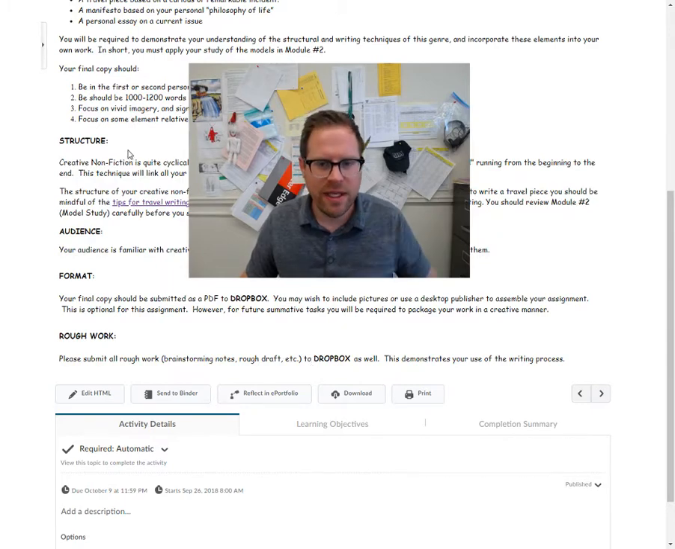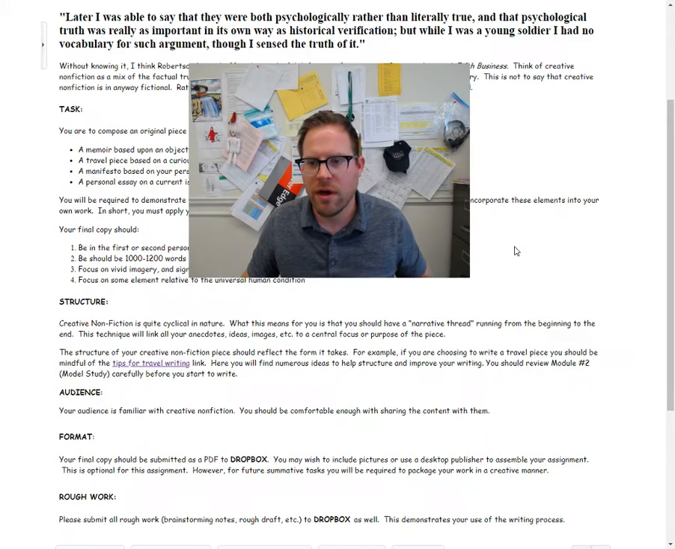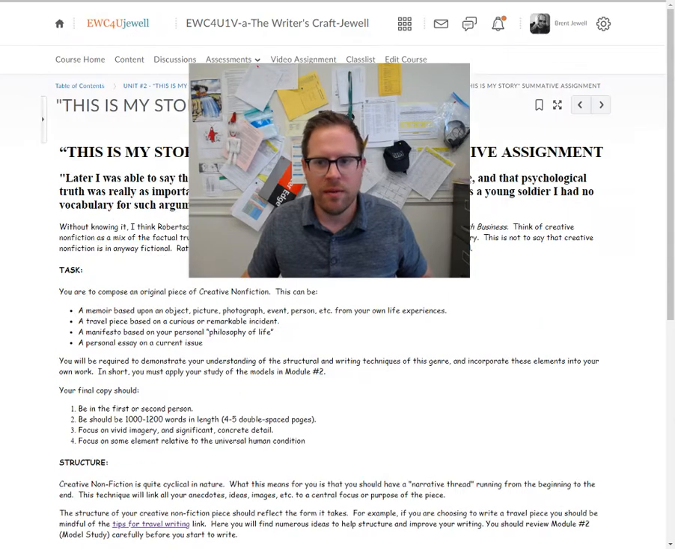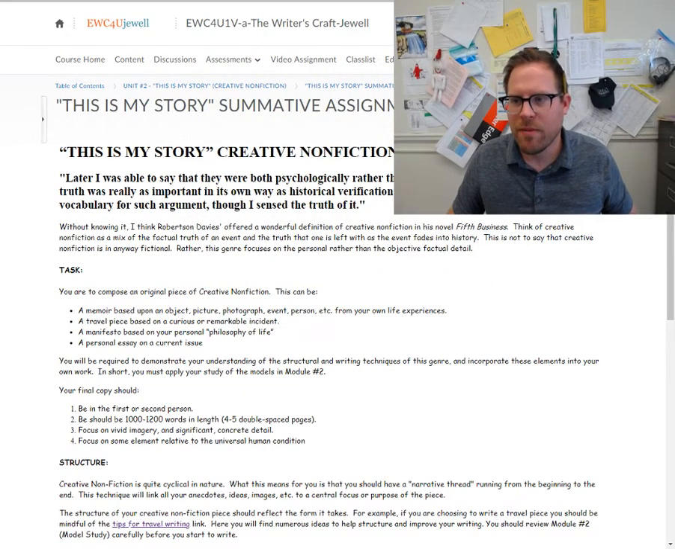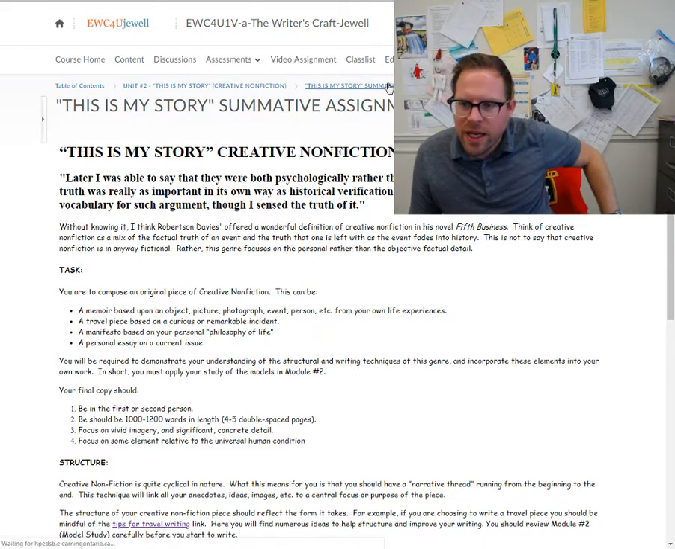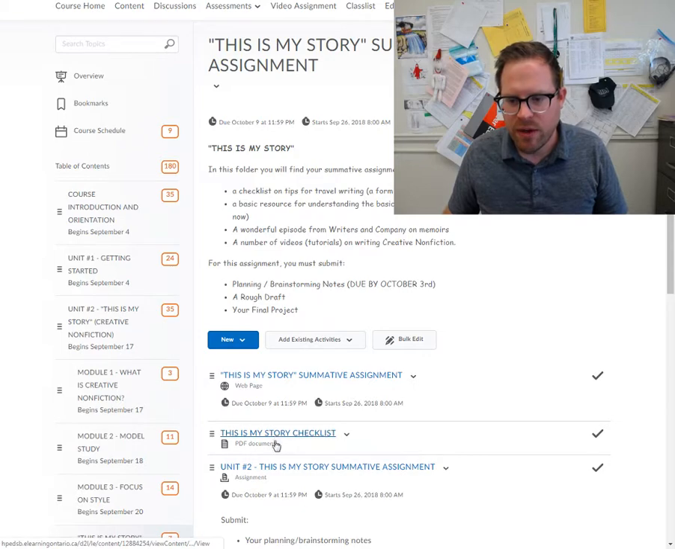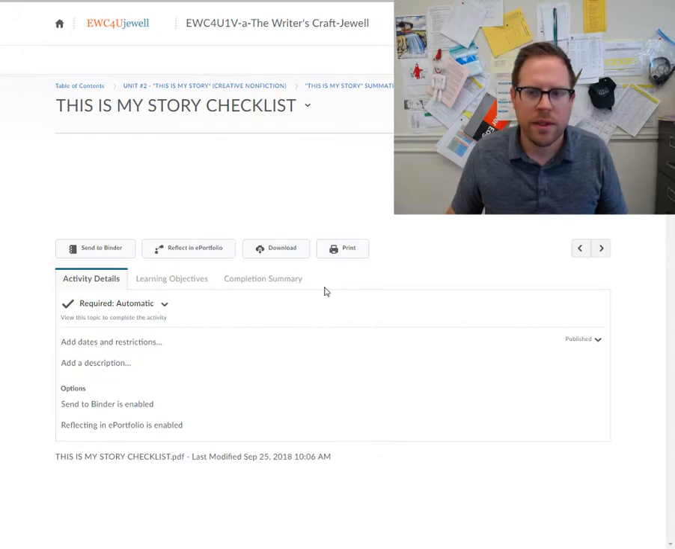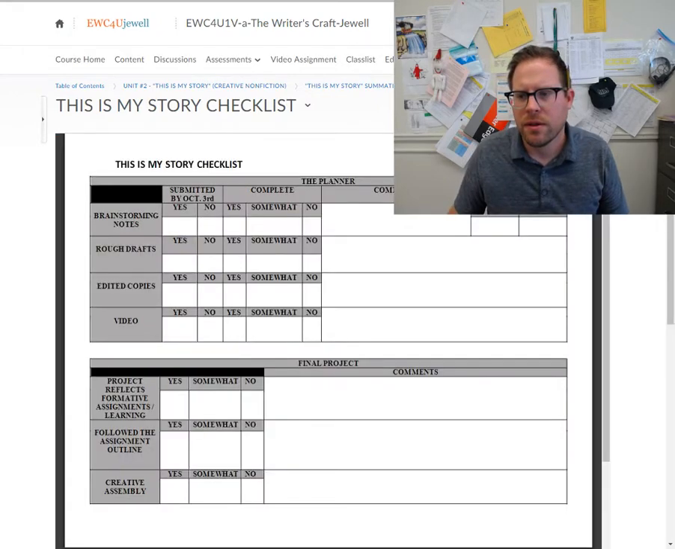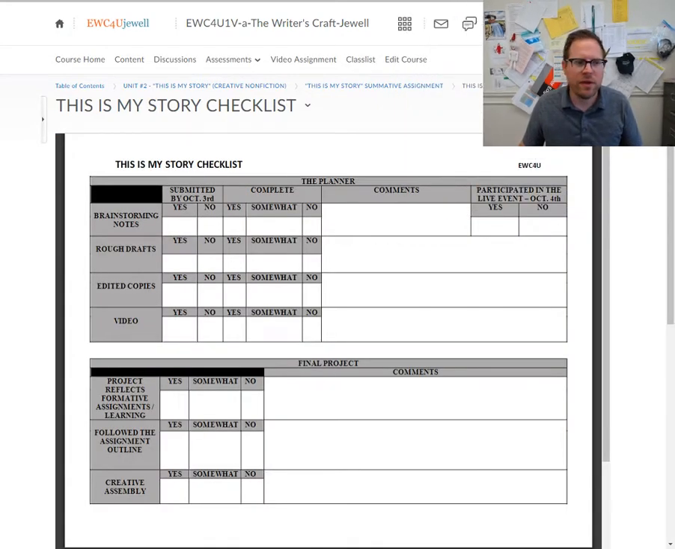So that's the format here, folks, of the assignment, okay, the outline of the assignment. So let's go back here for a second and look at exactly what I mean by this checklist piece here, okay? The Dropbox is right there. So the checklist is pretty straightforward here. So I've given you this in order to make sure.